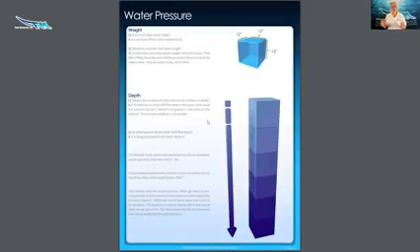And water, just so we know, is 800 times as dense as air, right? It's 800 times denser than air. Okay, so let's talk about depth and pressure.